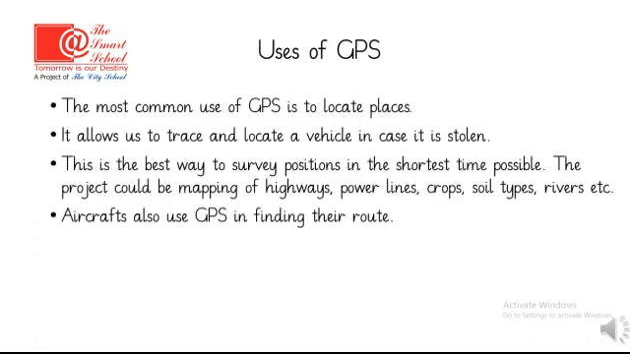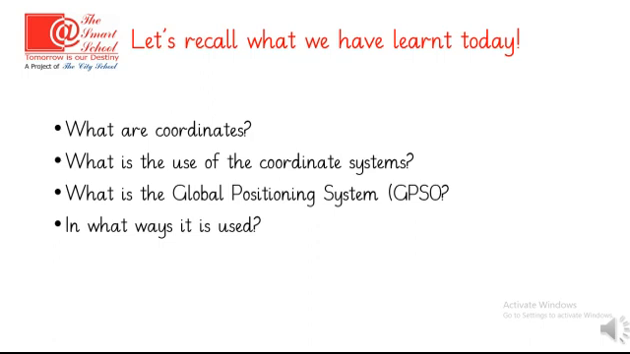So this GPS nowadays we are using very frequently. What are the uses of GPS? The most common use of GPS is to locate places. Then it allows us to trace and locate a vehicle in case it is stolen. This is the best way to survey positions in the shortest time possible. The project could be mapping of highways, power lines, crops, soil types, rivers, etc. Aircrafts also use GPS in finding their route. So you see, the GPS system is really very important.